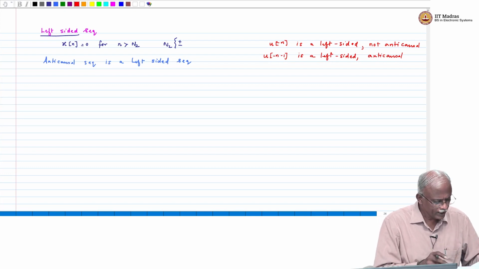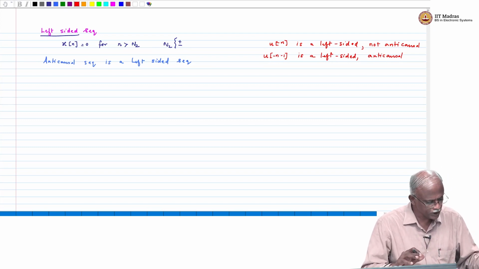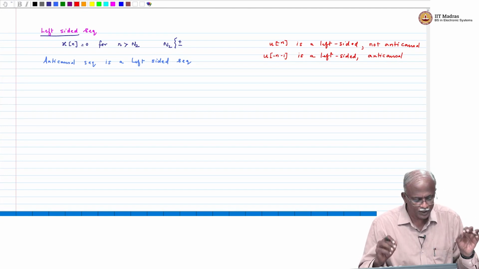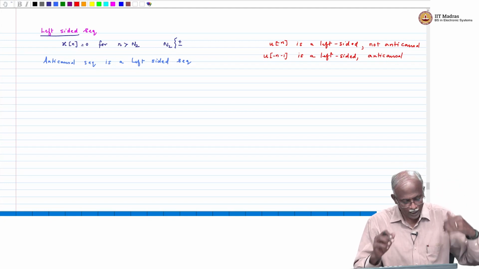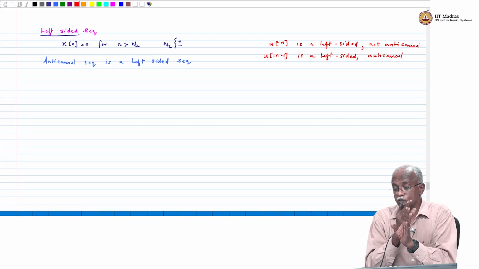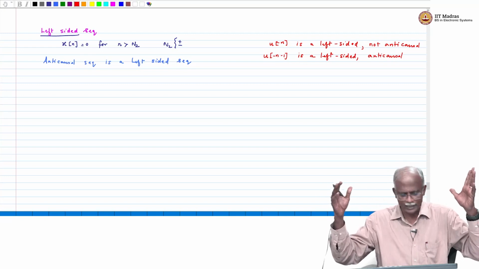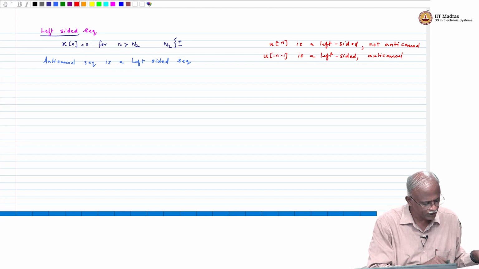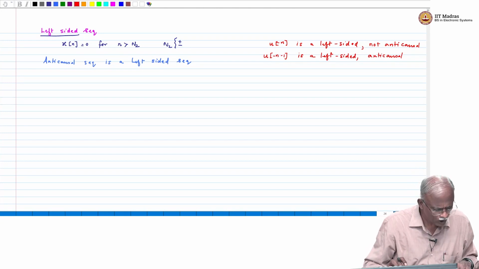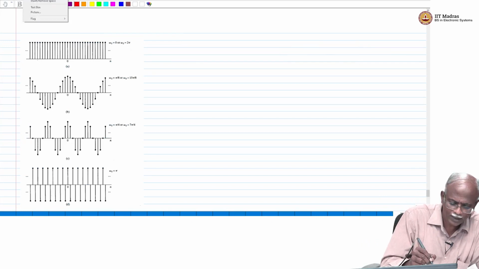Now, what I would like to do is to introduce a very important difference between the behavior of sinusoids in discrete time versus continuous time. Remember, I told you that between continuous time and discrete time sinusoids there are some very significant differences, though they look similar in their oscillatory nature. So, let us look at the properties of the discrete time sinusoids.